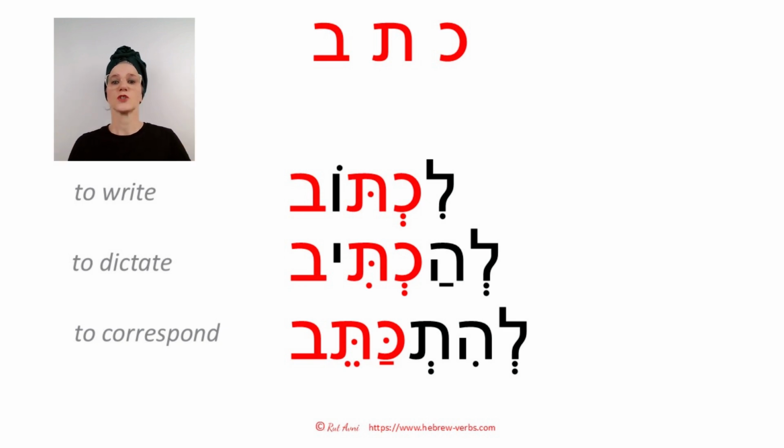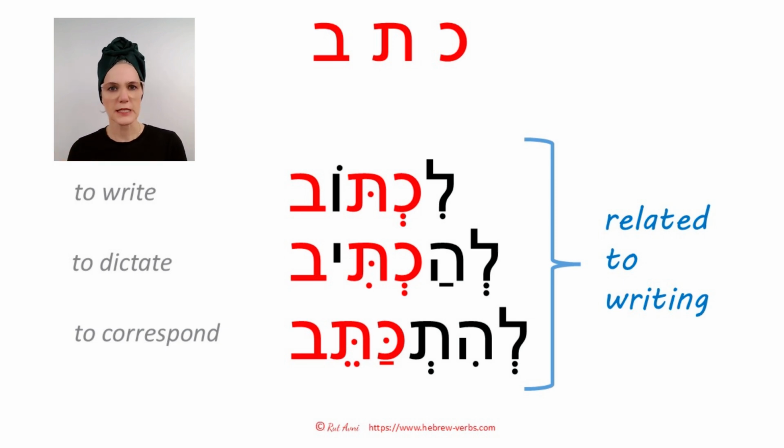Fine. So, what do they all have in common? Not only the root, of course, but also everything here is related to writing. The difference is that to write is what you do yourself, and to dictate is where you need another person. So it is about relationships. And to correspond is with somebody where you both do the same thing. So there is no hierarchy as there is in dictation. Great. So this here is, in a nutshell, what verb conjugations are about.